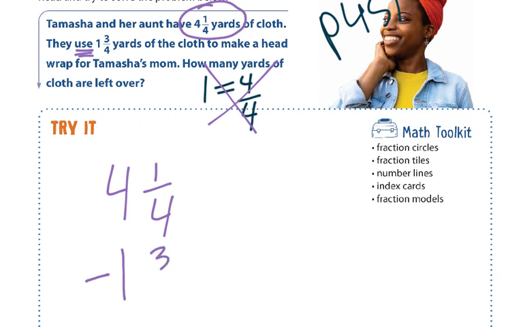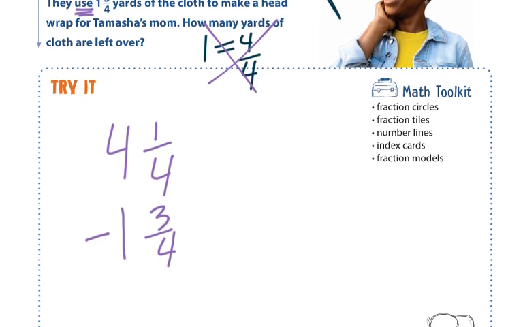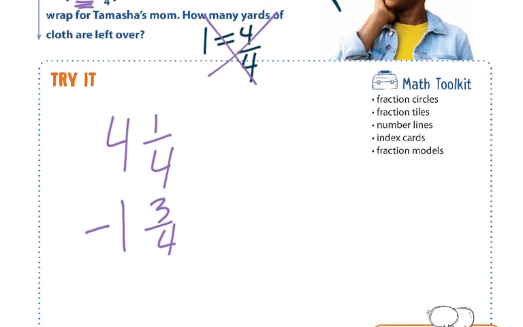They use 1 3/4. I see that there's a 1 minus 3. Can I do that? No, that's yucky. Don't do that. You cannot go and get 3 from somebody that only has 1. We have to regroup. Okay? Let's regroup.